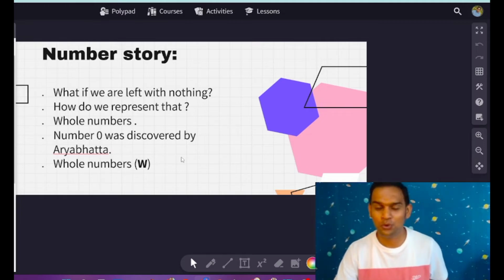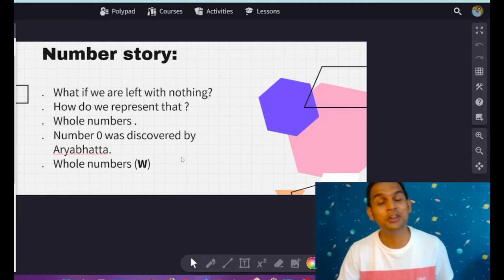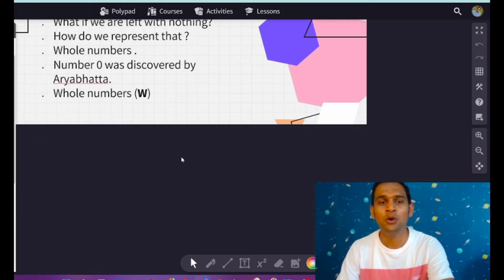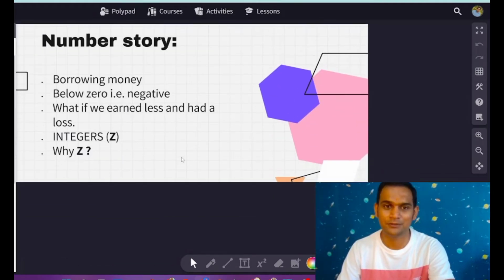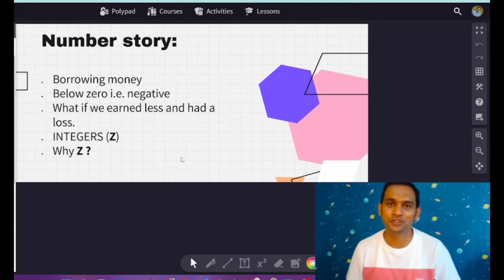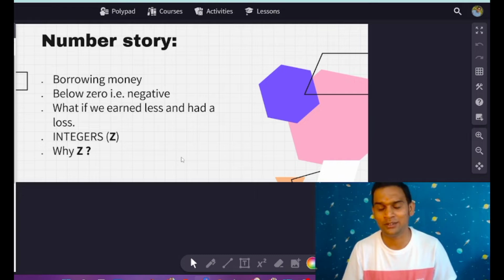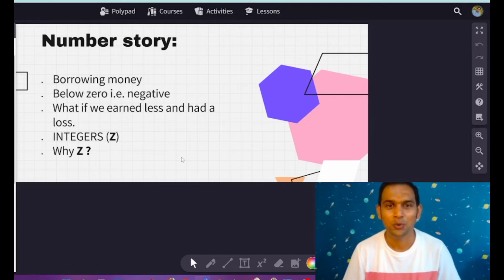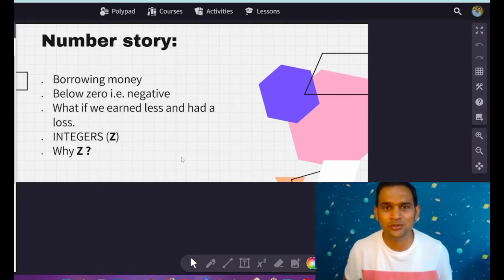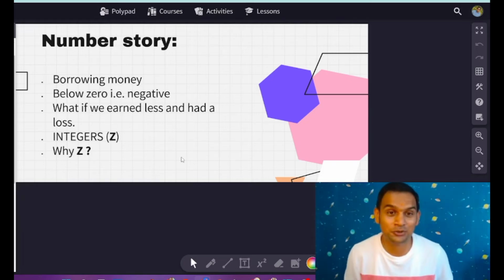So now we had whole numbers, and Aryabhatta, the great Indian mathematician and philosopher, is credited with the discovery of zero. And that's how we reach whole numbers. Now, as these civilizations progressed, as societies started to develop, we had a need for money, because when counting started, we had an exchange system and some currencies started to come.